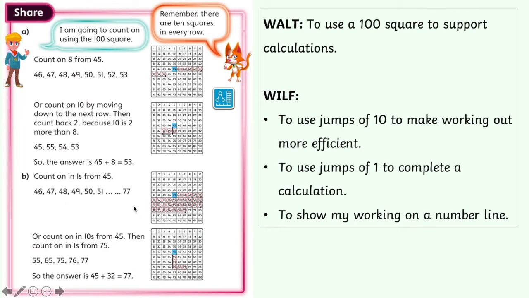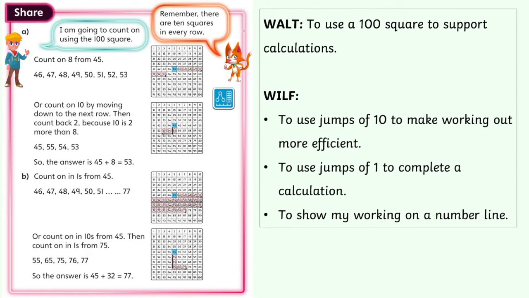Let's have a look at part B then. In part B, you are asked what is 32 more than 45. Now, of course, you could count on in ones, 45, 46, 47, but it would take a long time. It's not an efficient method. A better method is to think about what you're adding.